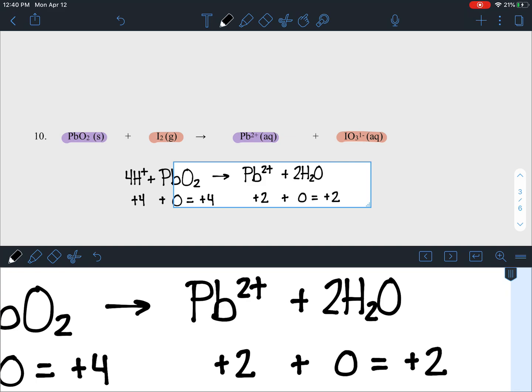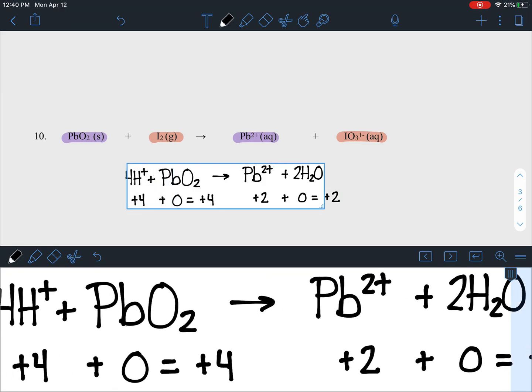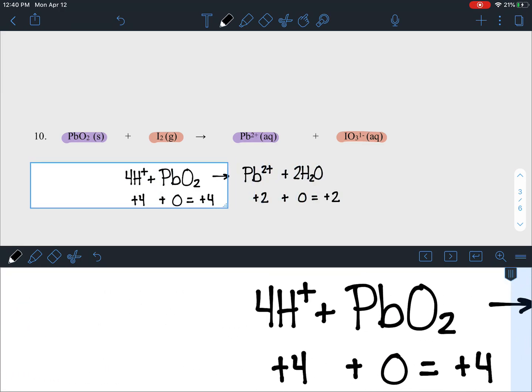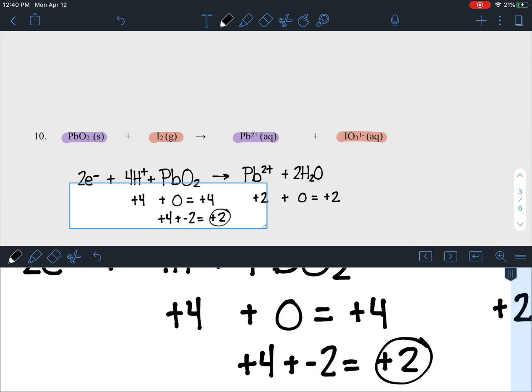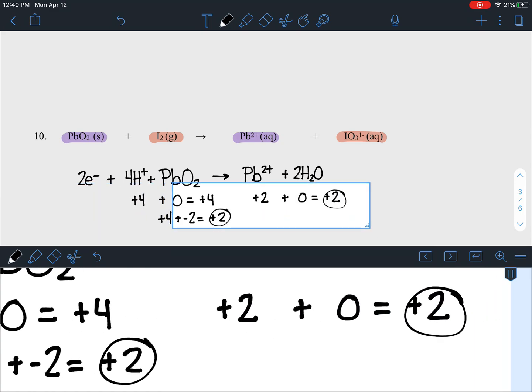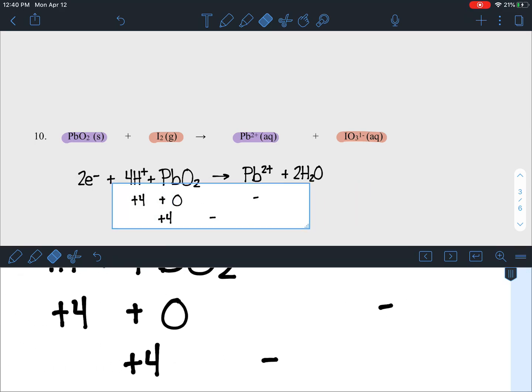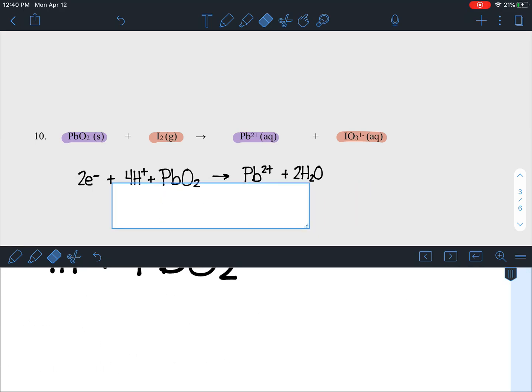We're always going to add electrons to the more positive side to bring that charge down. So I will add in 2 electrons to get our overall charge on this side down to a positive 2 so that it matches my product side. So go ahead and clear that out to make this a little bit easier to read.